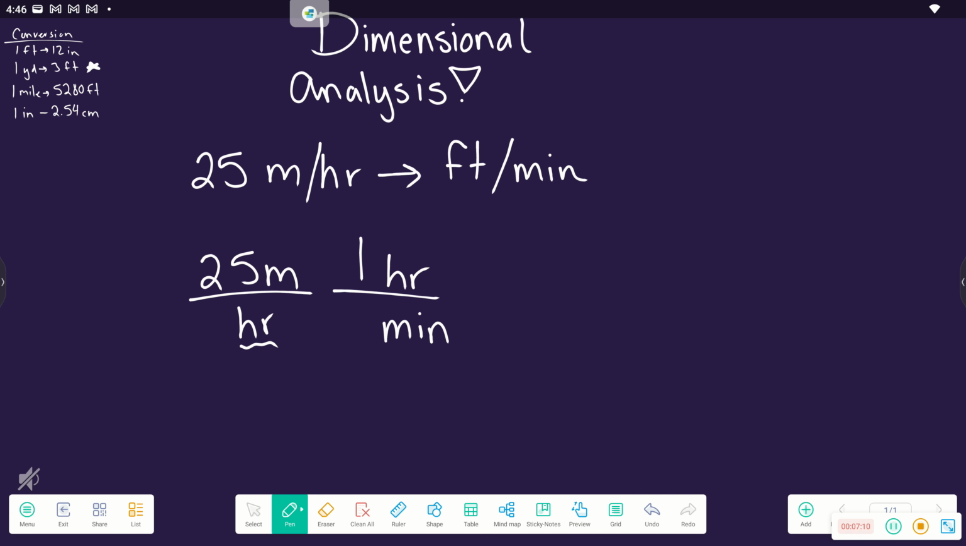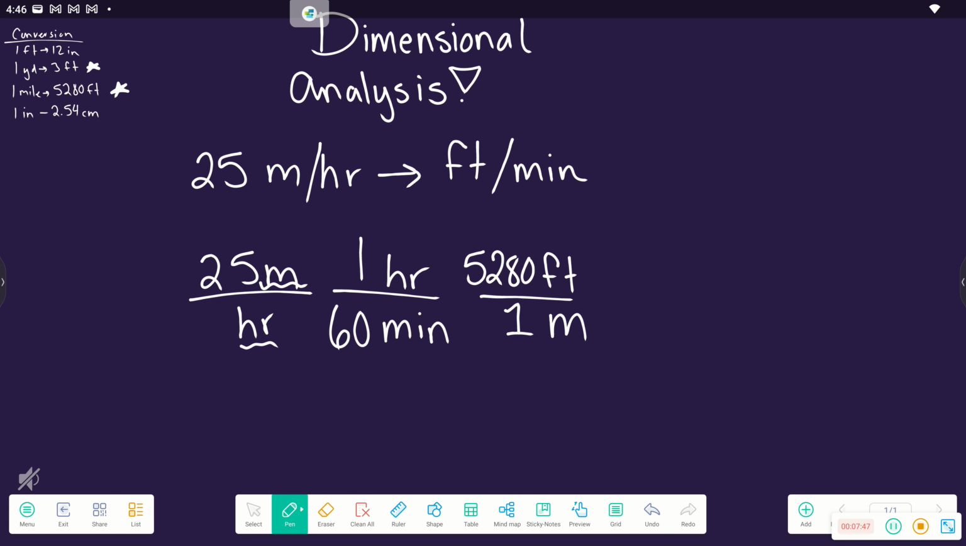I know 1 hour, 60 minutes. Before I cancel and solve this, I'm just going to go ahead and deal with my miles next. Miles is on the top. If I want to cancel it, miles needs to go on the bottom. Now, if I'm converting miles to feet, I know that 1 mile, using that handy dandy conversion chart that I said you would need, is 5,280 feet.